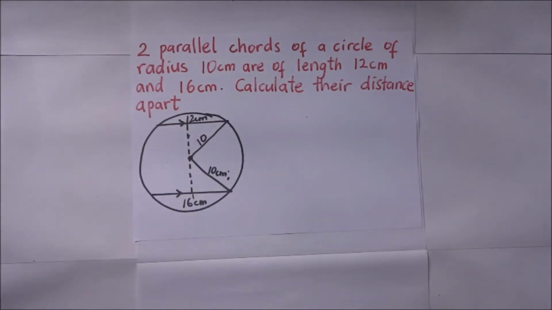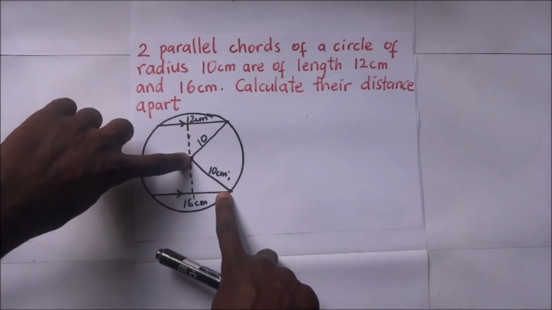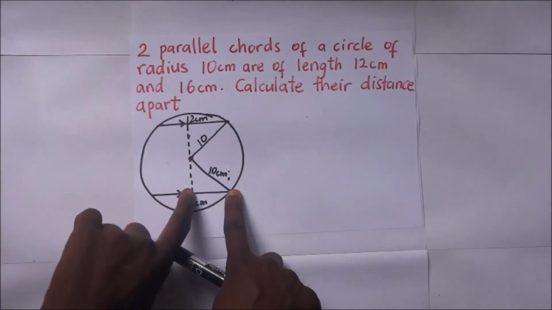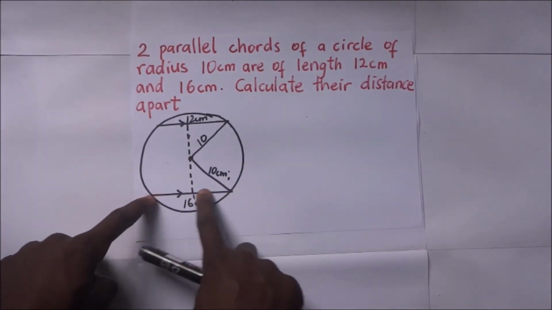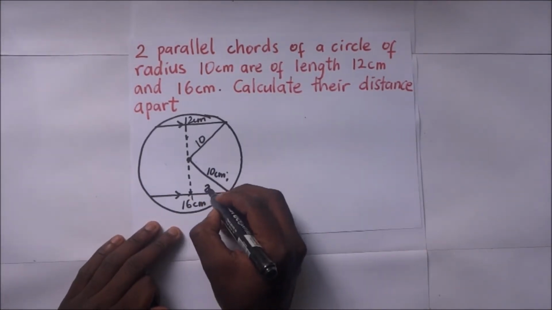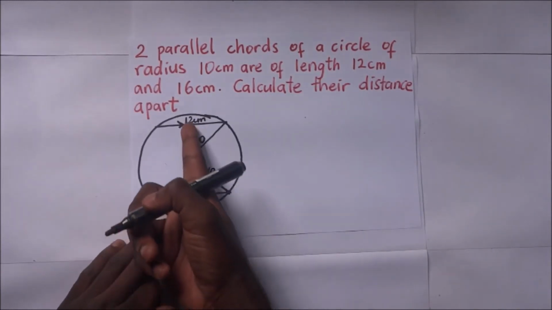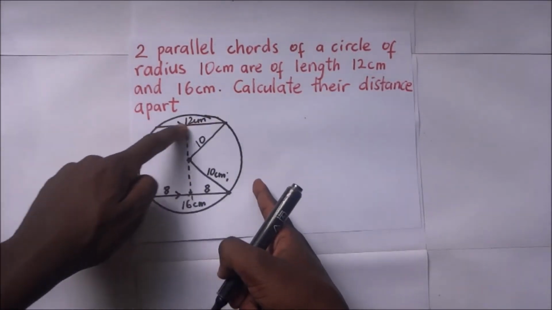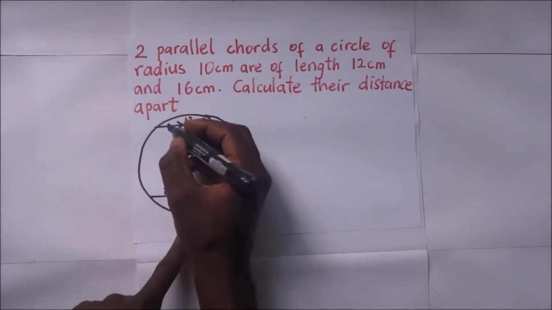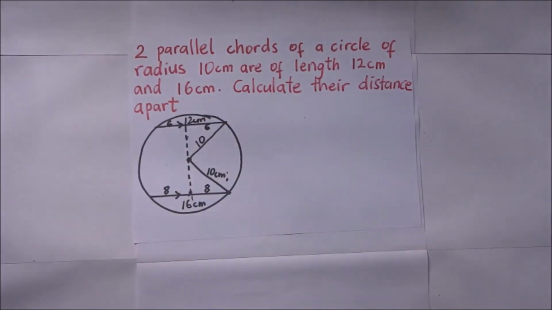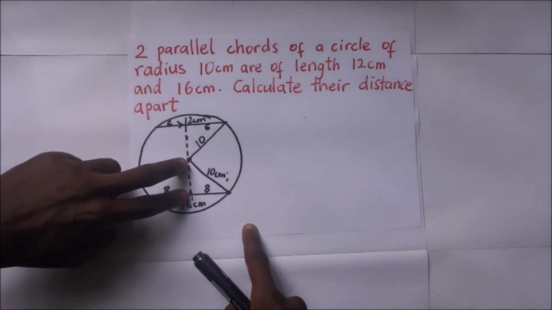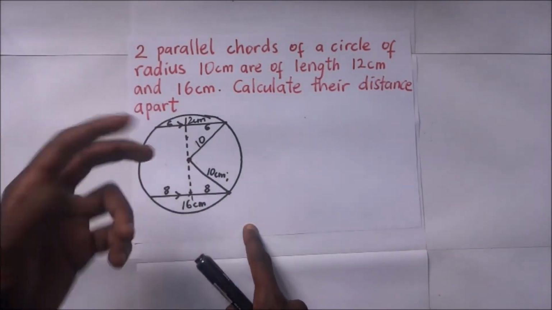But also we know that when you drop a perpendicular from the circle center down to this chord, this line is dividing this chord into two. So if this whole chord is 16 centimeters, it means that the distance from here to here is 8, and this one is also 8 centimeters. Likewise up here, if this whole chord is 12 centimeters, it means the distance from here to here is 6, and from here to here is also 6 centimeters. So in so doing, we are able to extrapolate right angle triangles, and our task is to just find those two heights, and we are done.